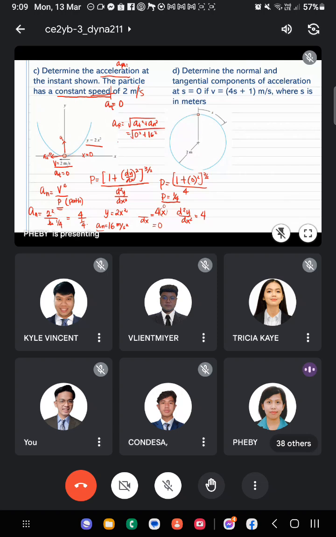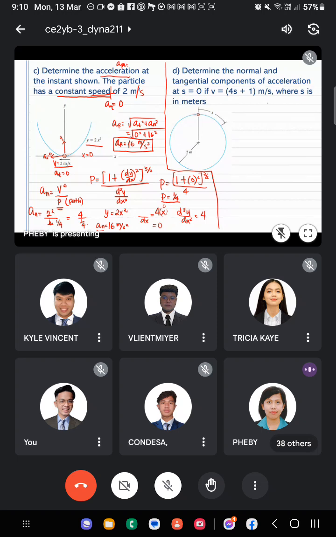Okay? Next. So, letter D naman tayo, class. May tanong pa ba dyan sa C? Kung wala na, D naman. Okay. So, sa letter D naman, determine the normal and tangential components of acceleration at S is equals to 0 if velocity is 4s plus 1. 4s plus 1. So what is the AT?